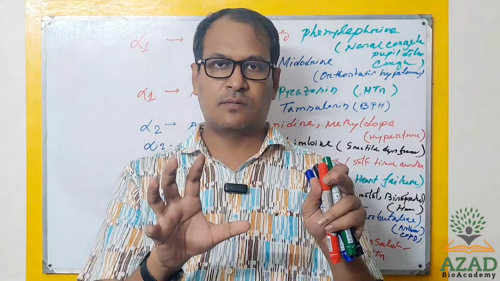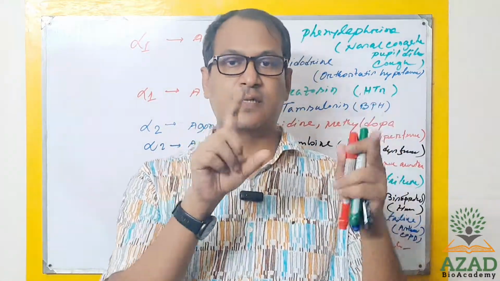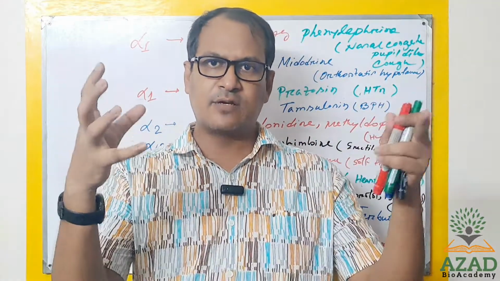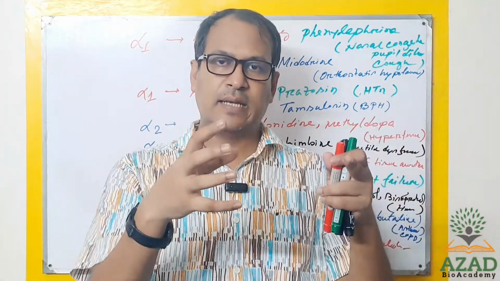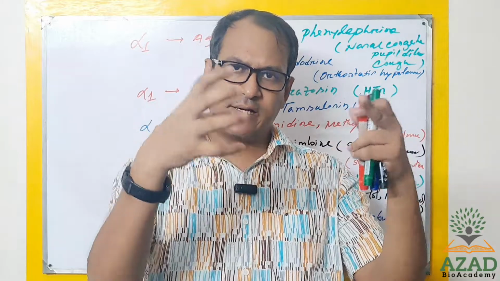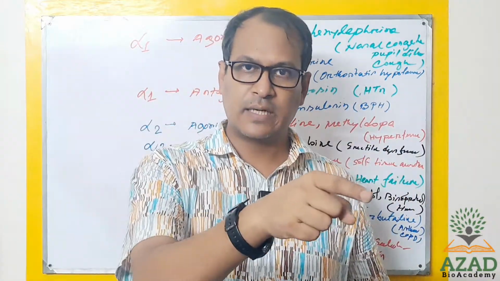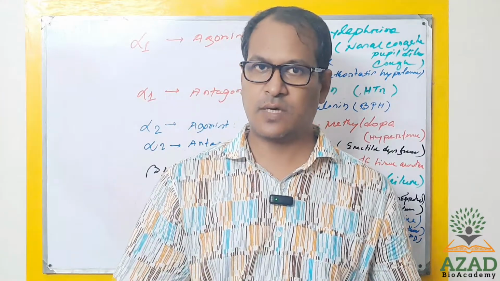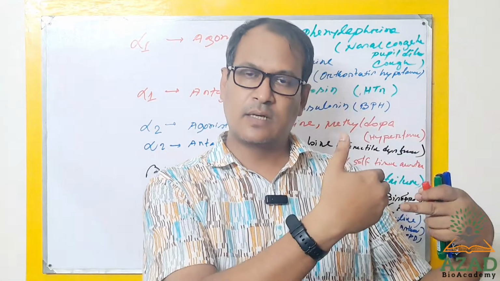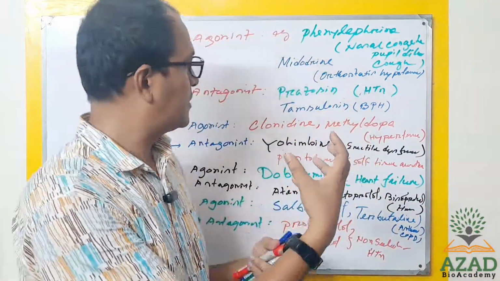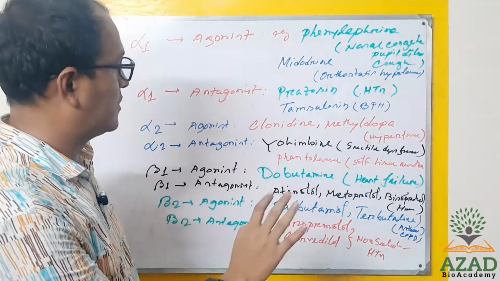So based on the different location and function of the adrenergic receptor, if you just try to connect their function and location, then you will get some ideas what type of drug can be taken and how it will work and where it will be used. Okay, so just try to connect the previous discussion and try to memorize the name of the drug. Okay, so now come to the point.